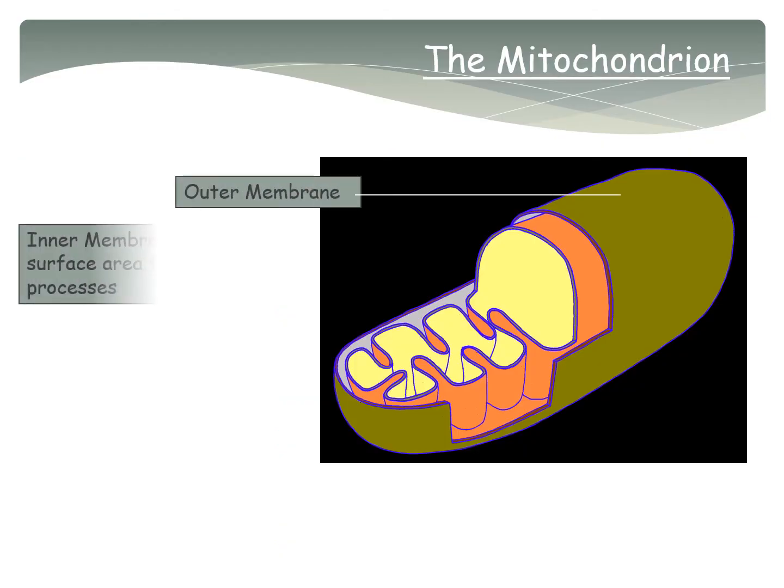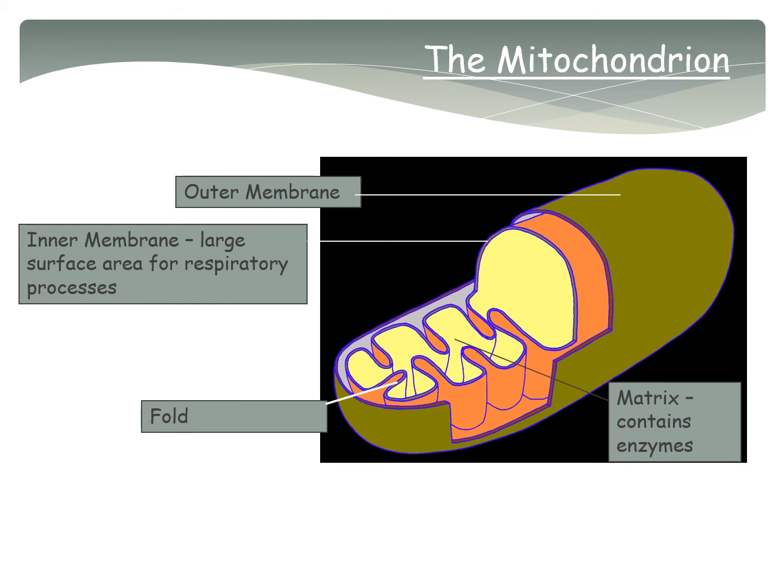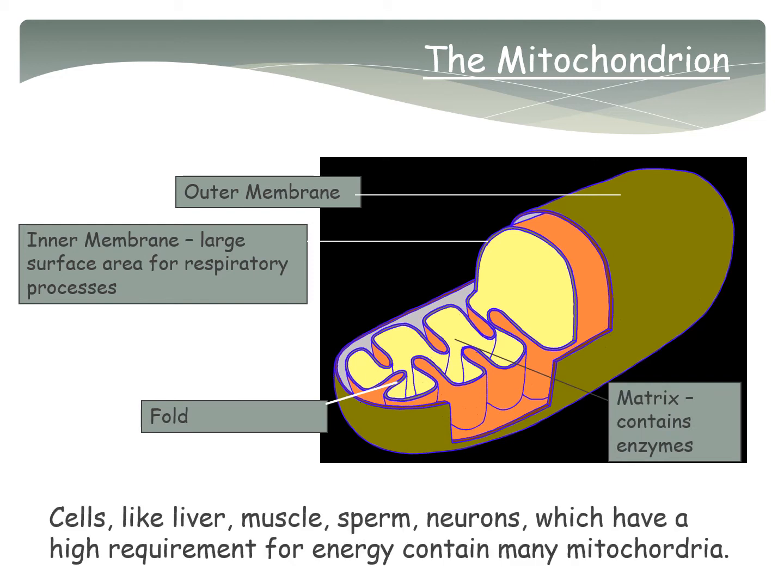So your mitochondria has its outer membrane, it's got its inner membrane folds, which give it a large surface for respiratory processes. So its matrix contains enzymes. So cells like muscle, sperm, and neurons have many mitochondria, and that's because they have a high energy requirement. And we'll find out why that mitochondria means that it's good if a cell has a high energy requirement.